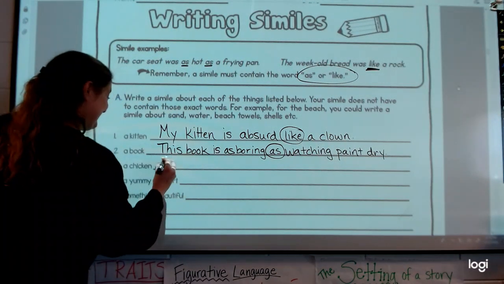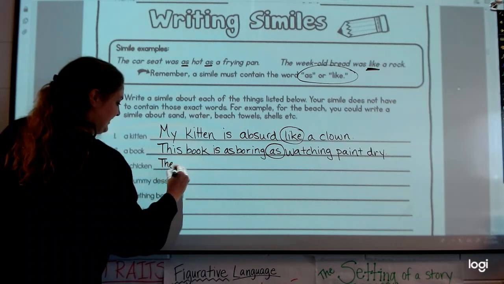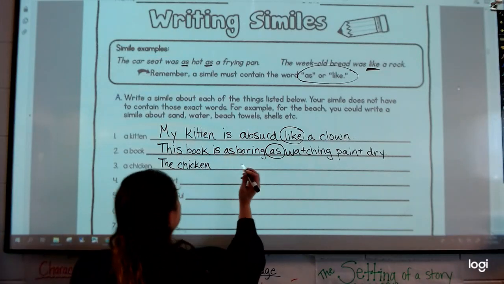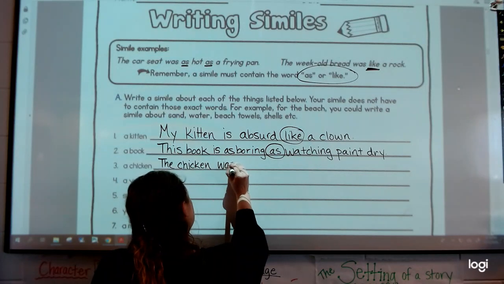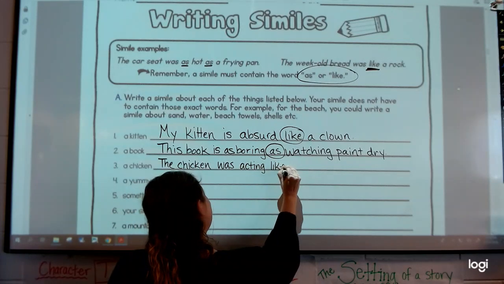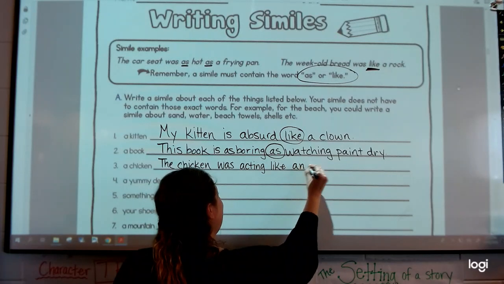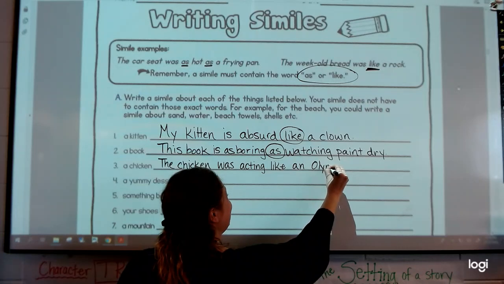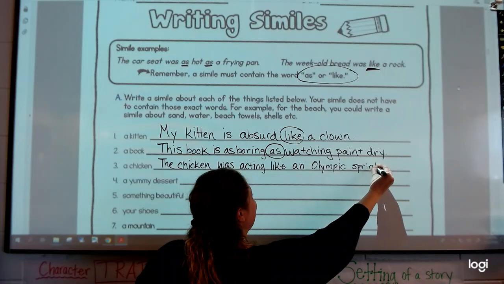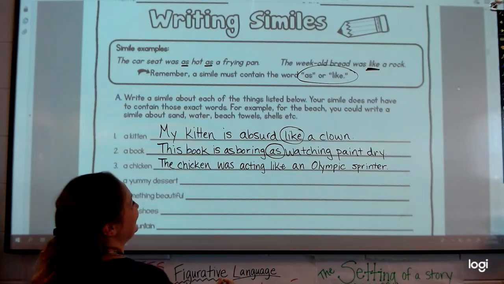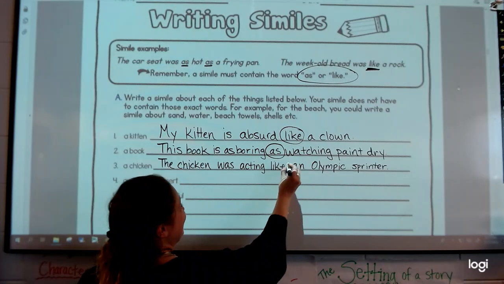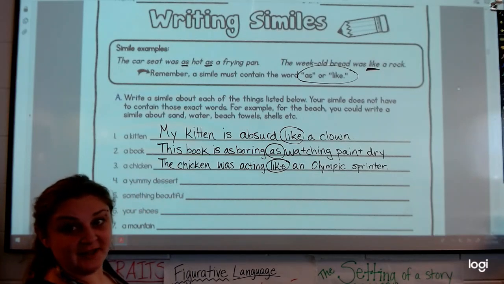So, let's say this. The chicken was acting like an Olympic sprinter. All right, I'm comparing the chicken to an Olympic sprinter because they're both running around so fast. And I used the word like, so it is a simile.